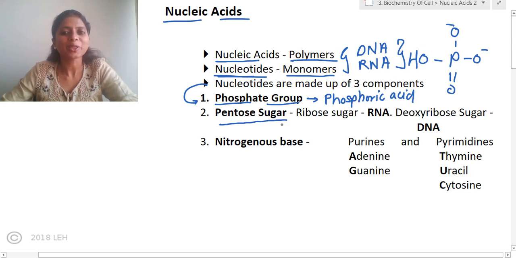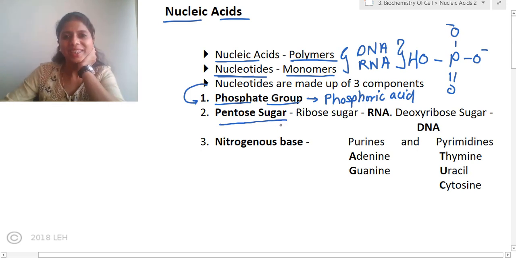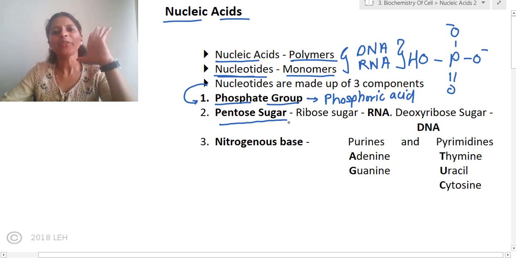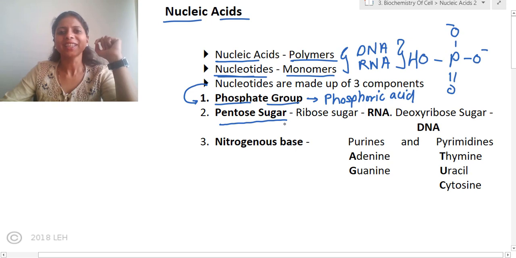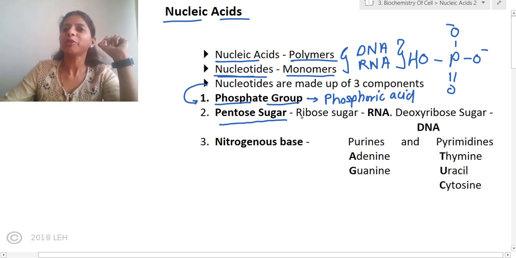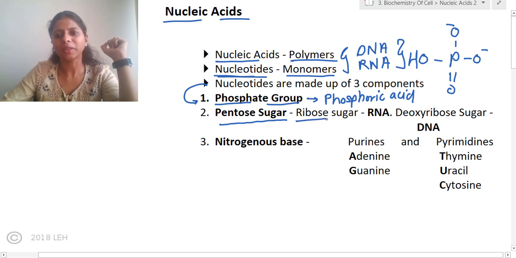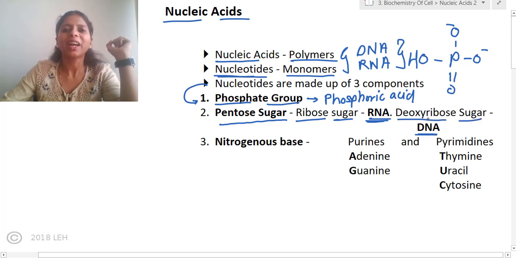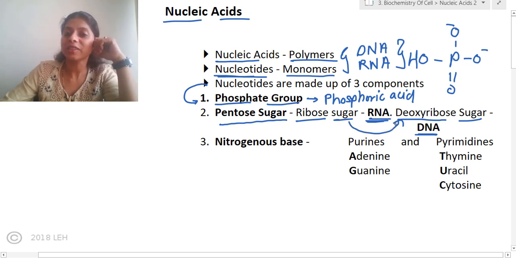Then the next component of nucleotide is pentose sugar. Pentose sugar means which sugar? The carbohydrate or the sugar which is made up of 5 carbons, correct? So the type of pentose sugar present in the nucleotide is ribose sugar, and ribose sugar is present in RNA. And which sugar is present in DNA? Deoxyribose sugar.